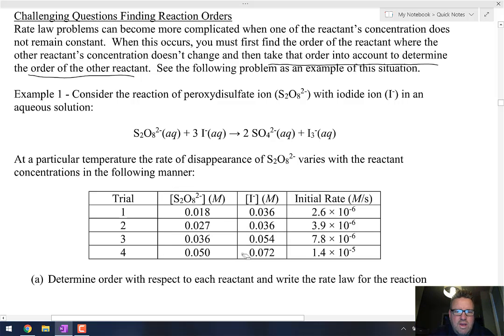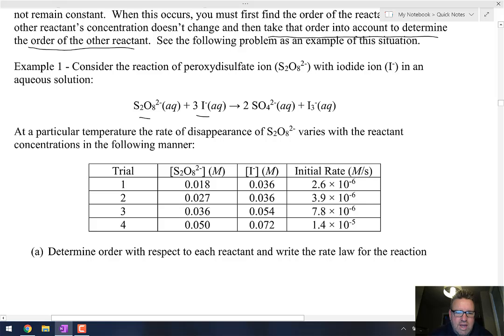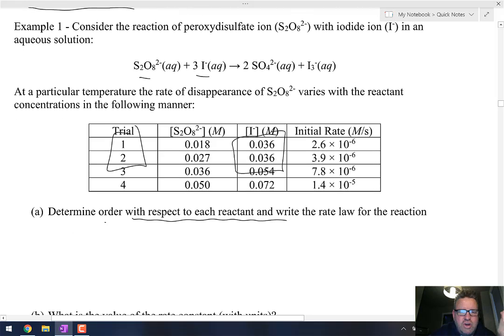Okay, so here's an example here. We see the reaction. It's got two reactants. So the first thing we want to do is, again, determine the order with respect to each reactant and write the rate law. So we're trying to find two trials where they stay the same. So in trials 1 and 2, the concentration of I minus stays the same. And the concentration of S2O8 2- goes up by a factor of, and if you're not sure how much it's going up by, you can simply use a calculator, especially if it's free response. Just take 0.027 and divide by 0.018, and you should find that it is increasing by a factor of 1.5.